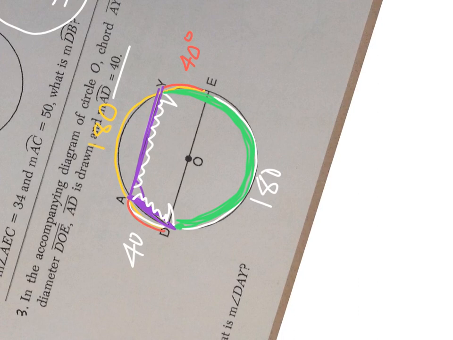And the green part there in the circle is 180 degrees plus another 40 degrees. So 220 degrees there, which makes the inside not 220, but it makes that interior angle 110 degrees.